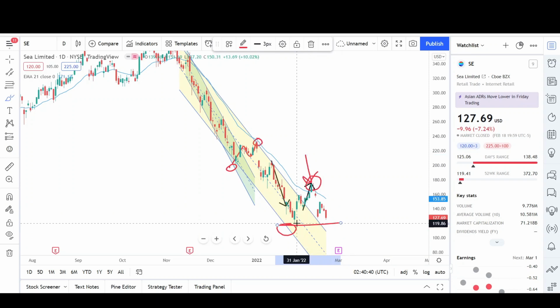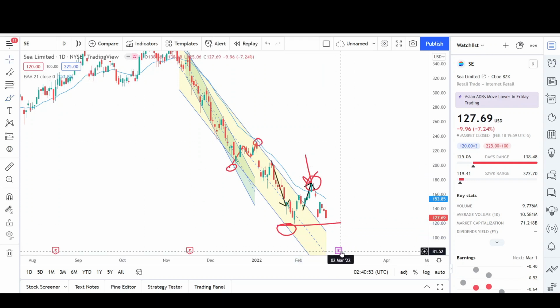So with that being said, I think we're going to easily re-enter the 110 levels. So probably the 119, the 115 level. And then from there, we might even see lower prices. Earnings is coming up, so it's going to be interesting to see what happens here.